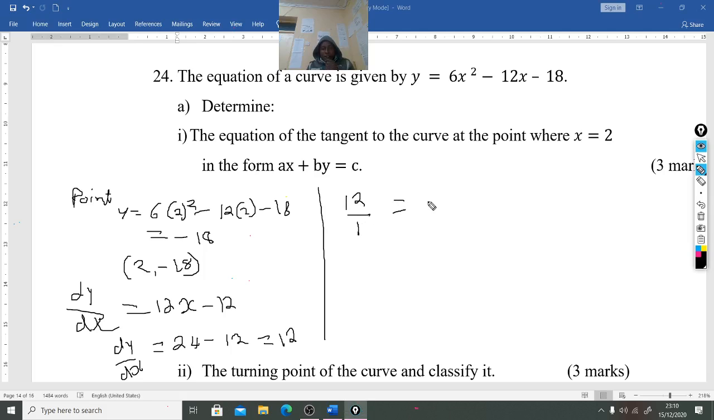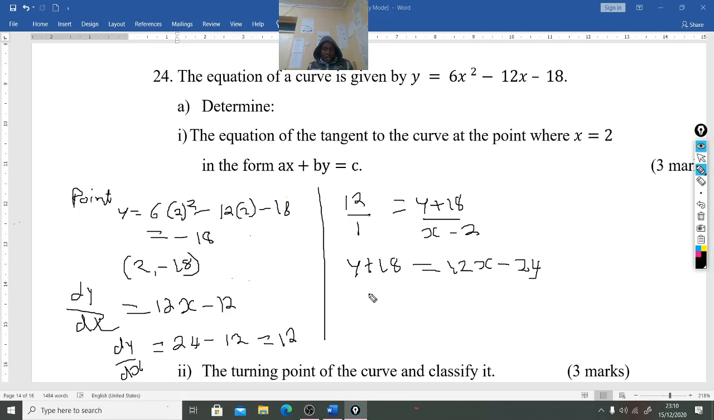Equals, we let another point (x, y) be on the tangent line. So that means y minus negative 18, which is y plus 18, all over x minus 2. We cross multiply, which gives y plus 18 equals 12x minus 24.